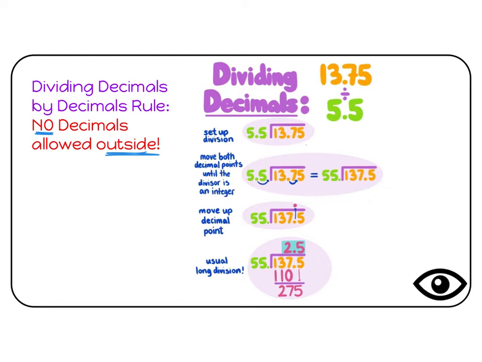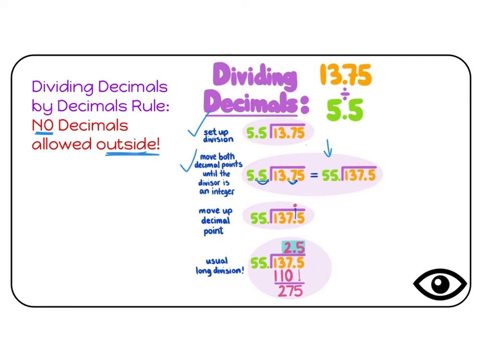So first we set up our division problem. In this problem we have 13.75 divided by 5.5. So 13.75 goes inside and shuts the door. So all set up. Now here's the step we need to add. Right now 5.5 has a decimal outside and that's not allowed. So what we're going to do is use our place value patterns to know that if I move this decimal, then I can move this decimal. So now I have the number 55 on the outside and the number 137.5, which is all the same numbers, but my decimal now moved.